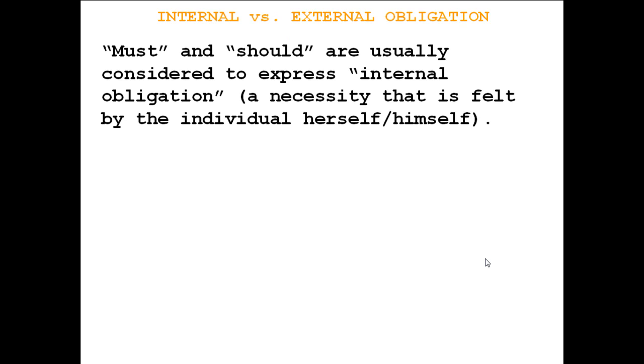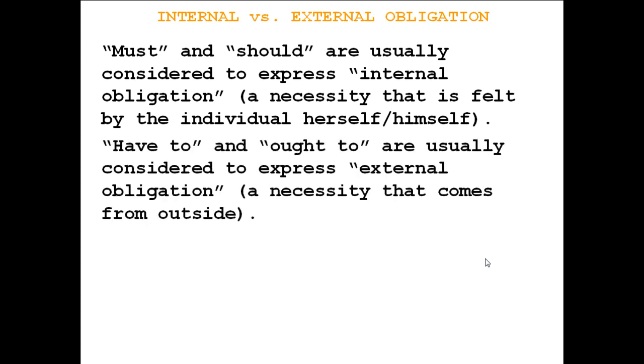Must and should, which are quite strong, especially must, usually identify an obligation that you feel. There's nobody else obliging you to do something, you feel that's your duty, whereas have to and ought to are generally described as expressing external obligations, so they imply that there is some external entity that's asking you to do something.